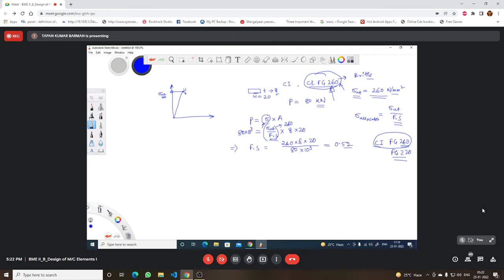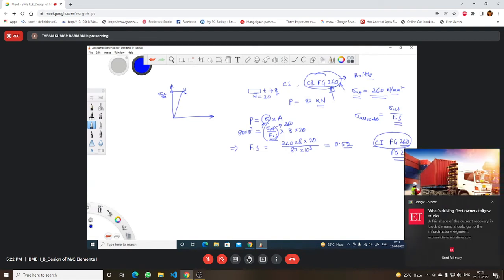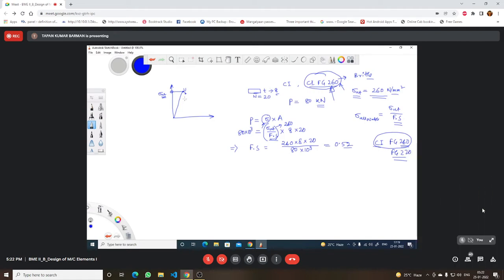Sir, if I increase the load from zero, the point at which it yields, that is the allowable stress, that is the maximum stress? No. That is the maximum. This is a maximum. Here it is called sigma u, tensile strength.